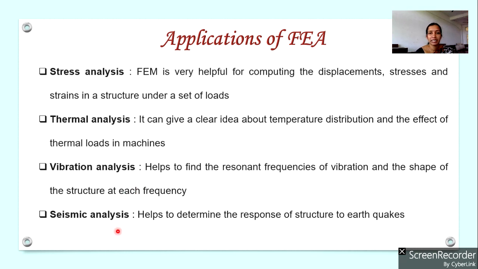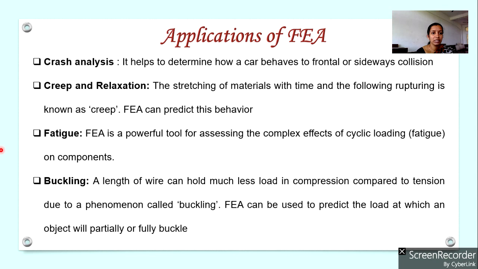Then seismic analysis. Seismic analysis is done to find out the response of a structure when subjected to earthquakes. This is done on bridges, buildings, stationary mechanical equipment, etc. Next one is crash analysis. This is used for automobiles, and it helps to determine how a car behaves in a frontal or sideways collision. What happens when there is a collision, either frontal or sideways.